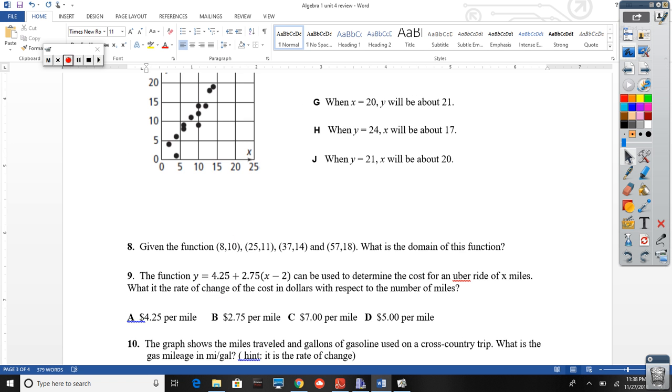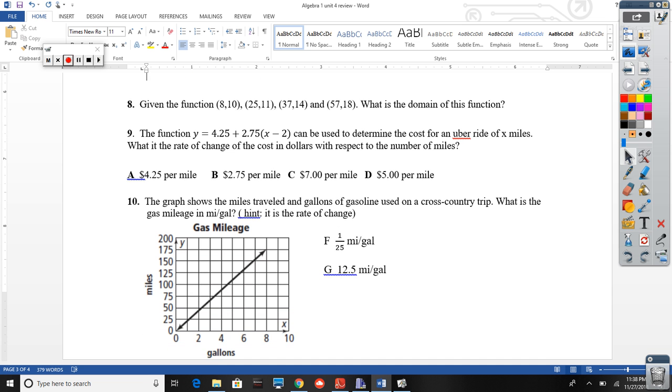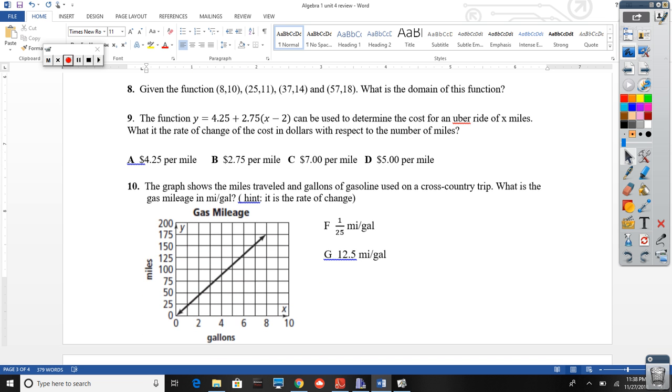Let's go on to number 8, which is reviewing domain and range. Remember, domain is X, so just list all the X's. Okay. And then the range is Y, you just list all the Y's.